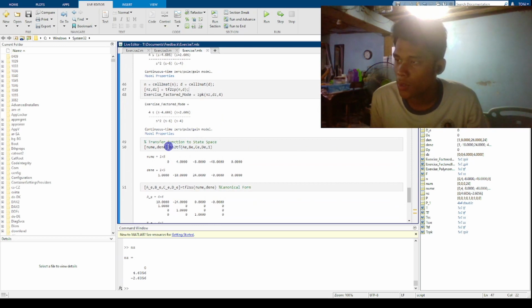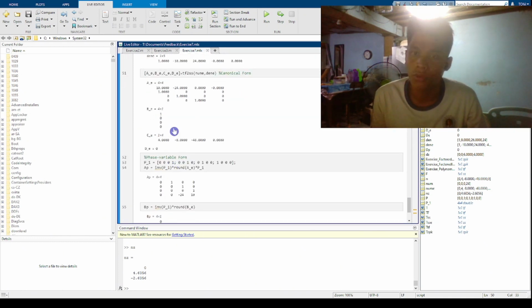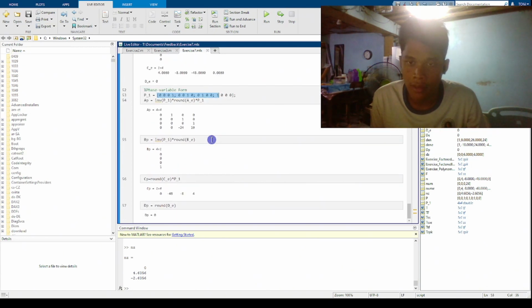For the transfer function to state space, first we have the numerator and denominator. We convert this into a transfer function using S as the TF. And then we can convert this back into the original using the TF to SS. This results in the canonical form by default. But again, there is a direct conversion to the phase variable form using the following lines of command, which was straightforward.